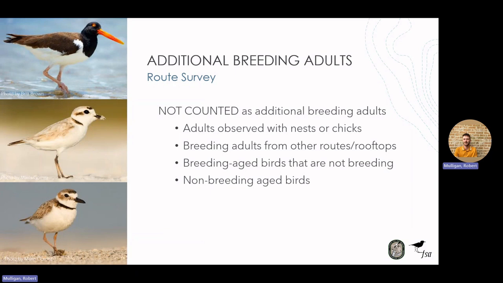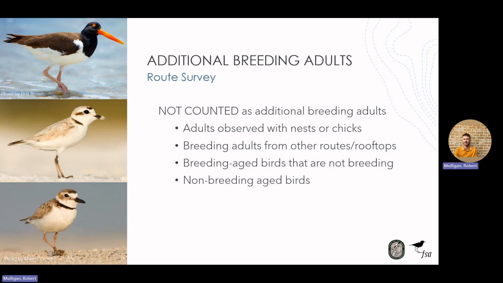Not all adult shorebirds you observe on your route will be counted as additional breeding adults. The additional breeding adult count is not a count of every bird you see on your route, just those who are actually breeding on a route, but were not observed with their nest or with their chicks. Birds that are excluded from this count are birds observed at nests or with chicks. These do not get counted as additional breeding adults as they are counted as part of the solitary nest site or roving chick observation.